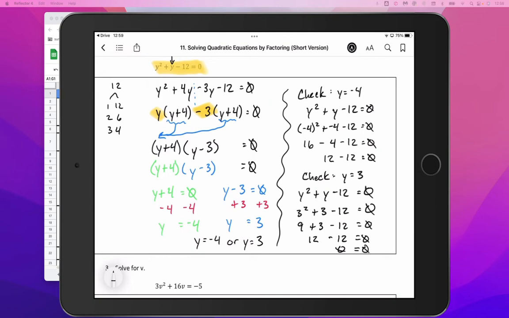So the check is not necessary for you to do. I'm just doing that to demonstrate that those solutions both work and hopefully bring some understanding to why those solutions work.